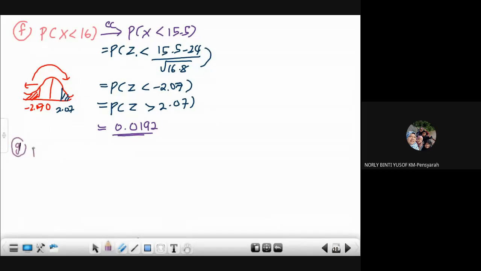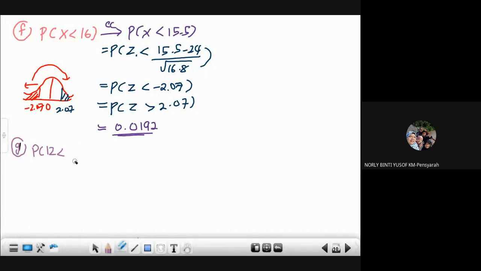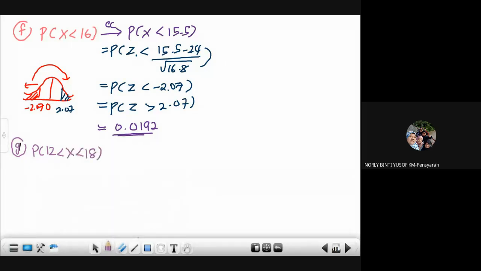Okay, G12 X 18. In between tapi tak termasuk lah. Okay, so buat continuity correction. Greater than 12 maknanya tambah 0.5. Lesser than 18 tolak 0.5, 17.5.